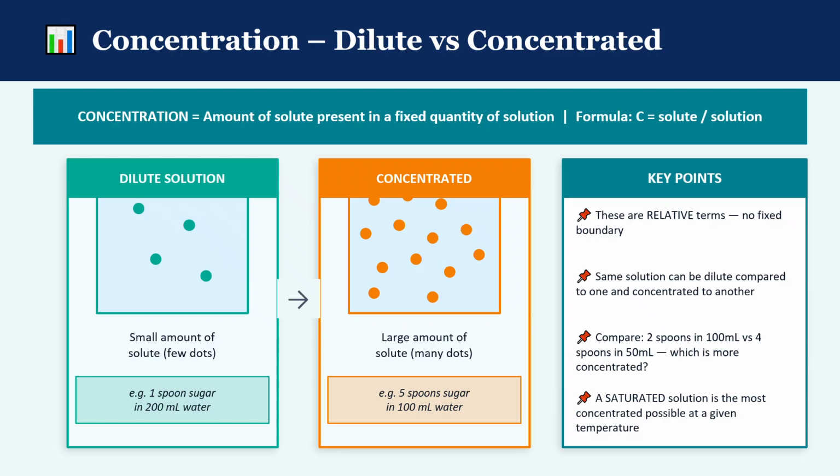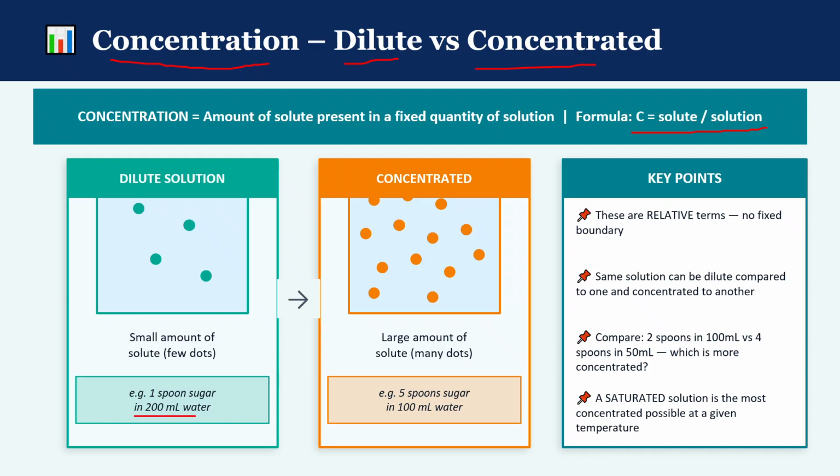Now let us talk about concentration. Concentration tells us how much solute is present in a solution. If there is a small amount of solute in a large amount of solvent, we call it a dilute solution. For example, 1 spoon of sugar in 200 milliliters of water is a dilute solution.